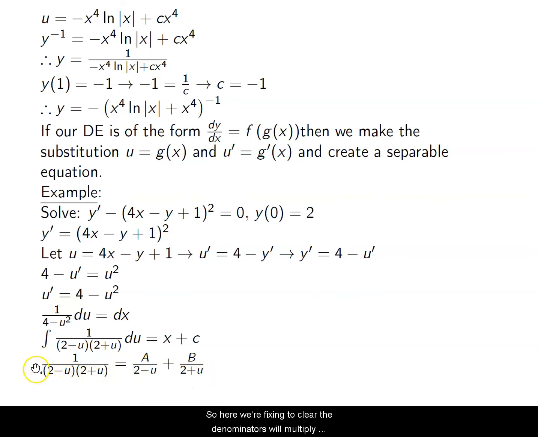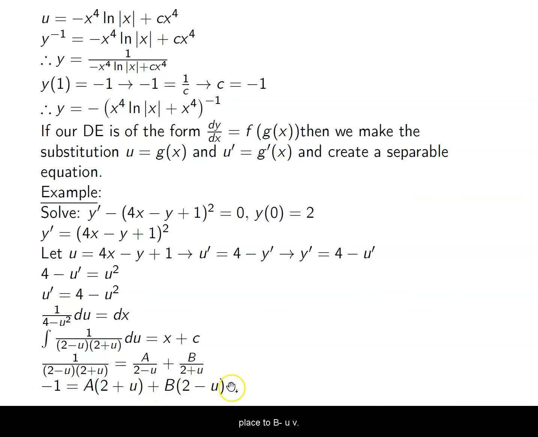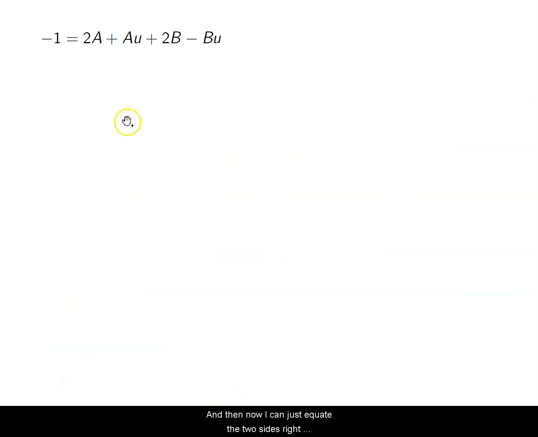So here we're basically going to clear the denominators. We'll multiply both sides times 2 minus u times 2 plus u. So here I'll have just 1. Here I'll have a times 2 plus u, and here I'll have b times 2 minus u, because things will cancel out. So now I need to multiply these out: 2a plus ua plus 2b minus ub.